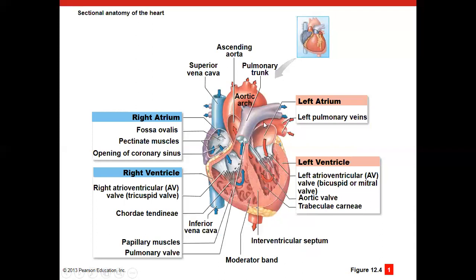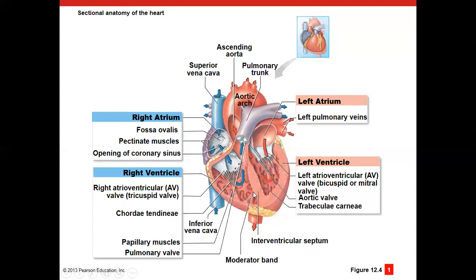And that oxygenated blood coming from the lungs is pumped from the atria into the ventricle through the left atrioventricular valve. It's also called the bicuspid valve or mitral valve. Blood flows into that ventricle, and then when the ventricle contracts and pumps blood out through the aorta, the AV valve closes and allows blood to flow in the right direction through the aorta and out to the body.